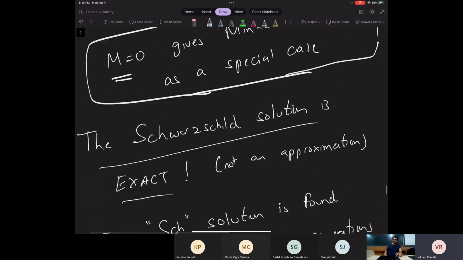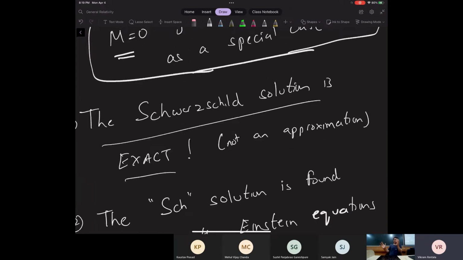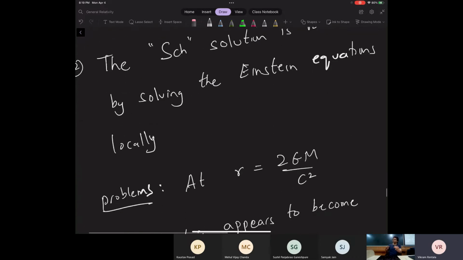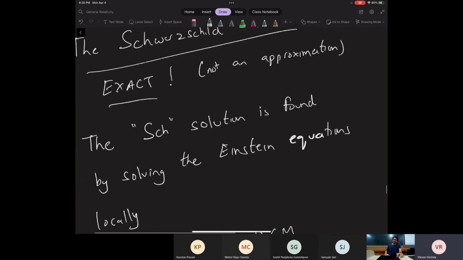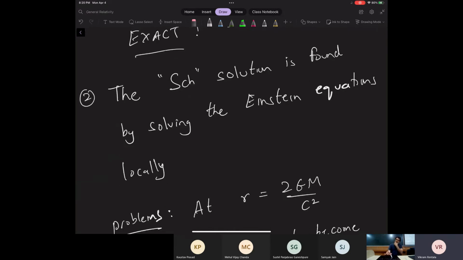Okay, and again, we've seen that exact solutions are very powerful, right? Because once you have an exact solution, if you have a setup which corresponds to this exact solution or perturbations around it, you can do perturbation theory around this to find what happens. But the one important point is that the Schwarzschild solution, I'll just abbreviate it as SCH from now on, is found by solving Einstein's equations locally.